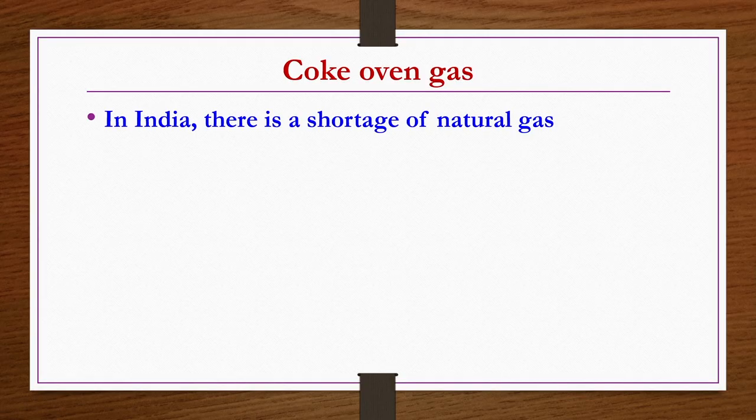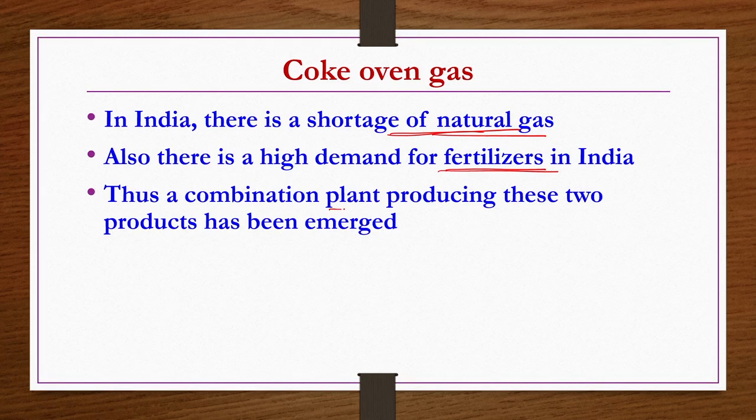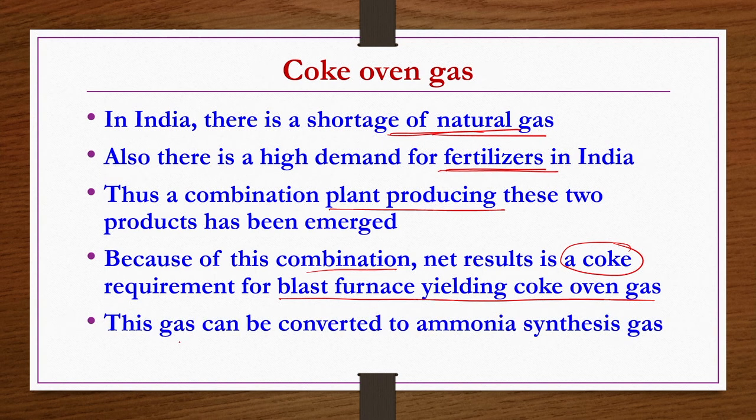Now we see the production of coke oven gas. In India, there is a shortage of natural gas. Also, there is a high demand for fertilizers. Because of that, we have processes where a combination of these two occurs. You are doing fertilizer production as well as producing some amount of natural gas. So a combination plant producing these two products has been amassed. The net result is a coke requirement for the blast furnace, yielding coke oven gas. How it works is what we are going to see. This gas can be converted to ammonia synthesis gas as well.